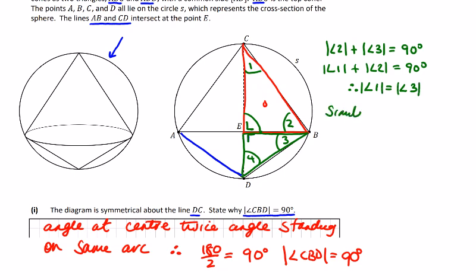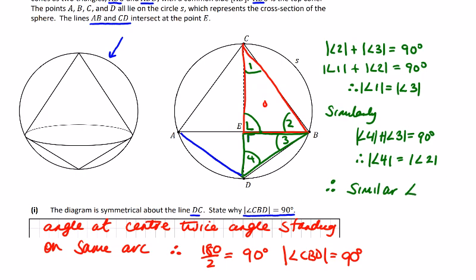Similarly, we can say that angle 4 plus angle 3 is equal to 90. So therefore, angle 4, since 2 plus 3 is 90, the size of angle 4 is equal to the size of angle 2. Therefore, similar triangles. You could expand on this a little bit, but that's the maths behind it.